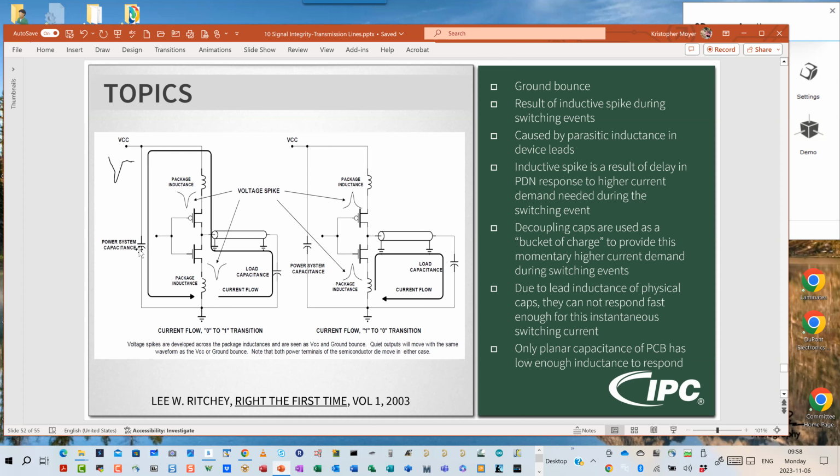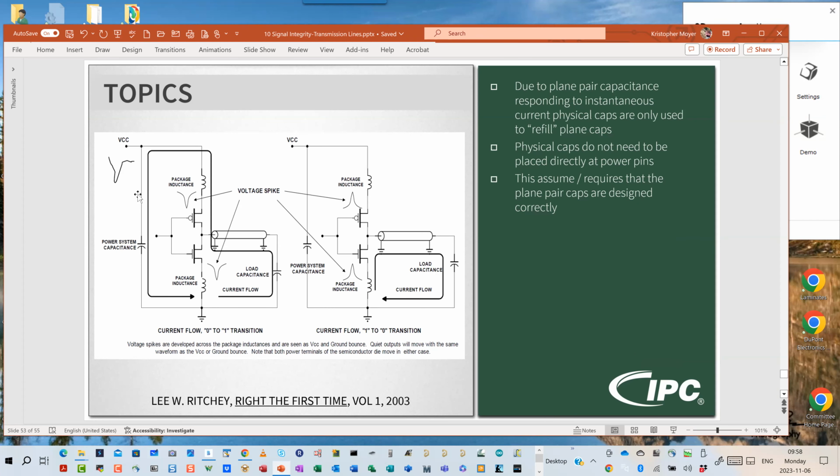That's the whole point of the cap. Provide that bucket of charge. All right, so the decoupling caps are used as a bucket of charge to provide this momentary higher current demand during the switching events. Due to the lead inductance of the physical caps, however, they can no longer respond fast enough for this instantaneous switching current. Only the planar capacitor of the PCB has low enough inductance. It does no good if this has an inductor in the line if the physical capacitor also has inductance in the line. So even though I've got this instantaneous switching demand, I need an instantaneous supply of current to counteract that. But if there's also inductance in this one, it too cannot respond fast enough. So that's where we have our problem.